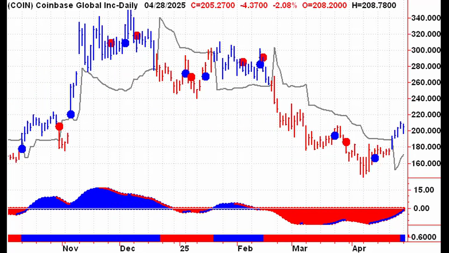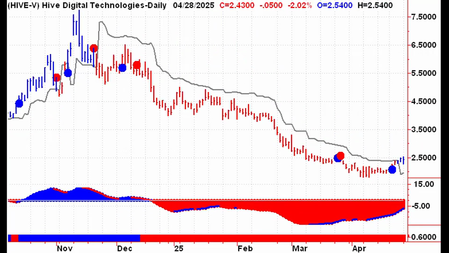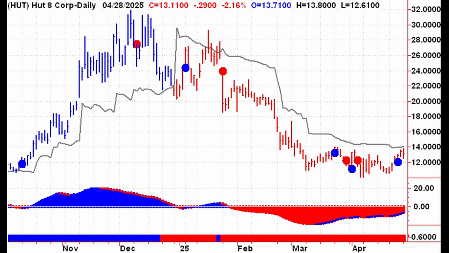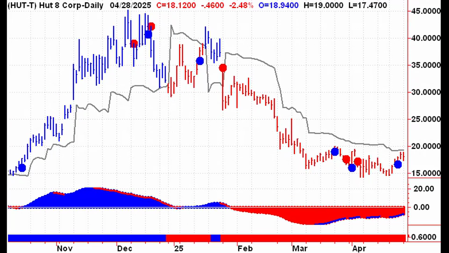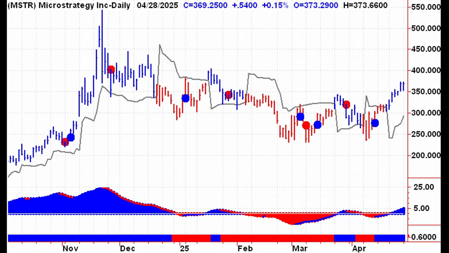Then we're on a buy signal for Coinbase. No change there. Galaxy's doing quite nice at the moment. Not a lot of love for Hive at the moment, still trying to break through the 250 level, but we are on a buy signal, unlike Hut 8. Still waiting for that buy signal to happen. Then we've got Mara on a buy signal right now, but there seems to be a lot of love for MicroStrategy. That looks like the big winner in this part of the market at the moment.